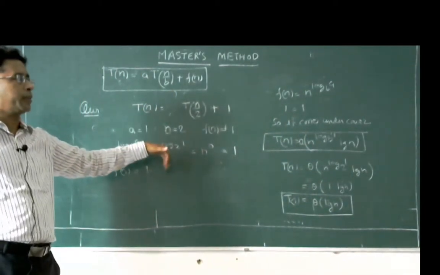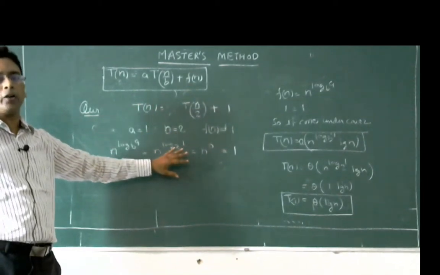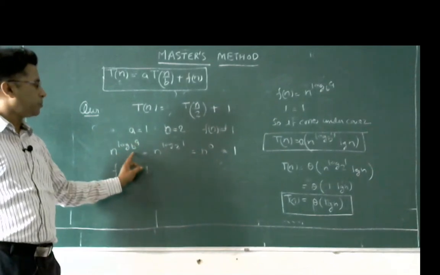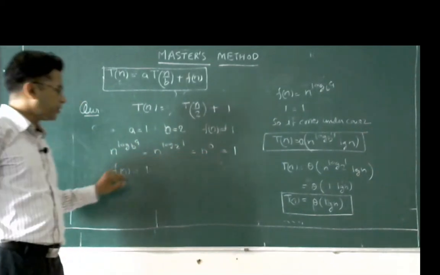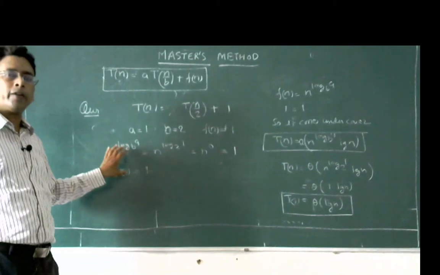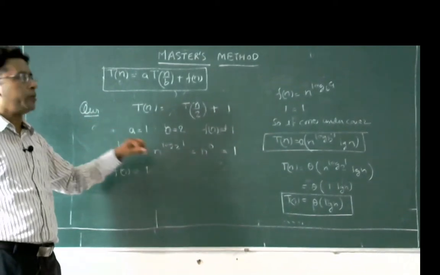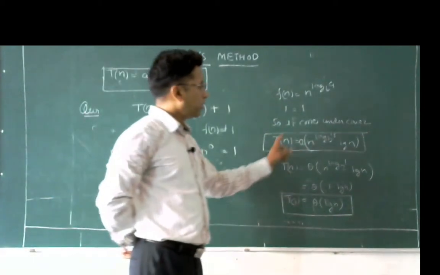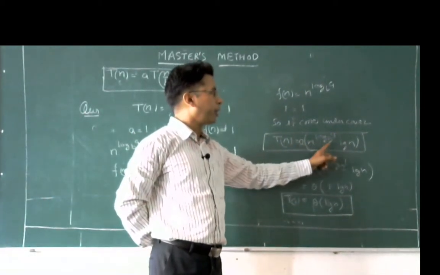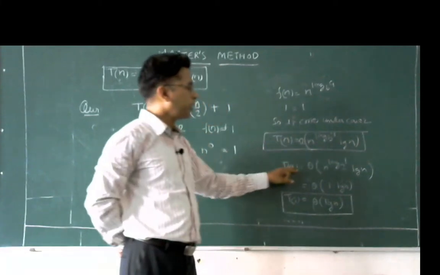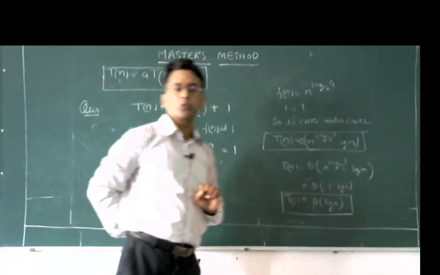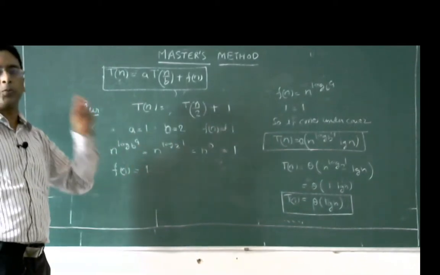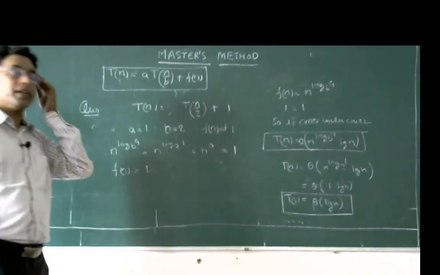This question comes under the category of case 2 because here n raised to the power log a base b equals 1 and f(n) equals 1. Both are equal. When f(n) and n raised to the power log a base b become equal, in that case T(n) is theta of n raised to the power log a base b into log n. Putting in the value, we get the result T(n) is theta of log n. So this is the example of case 2. I think that it is clear to you.